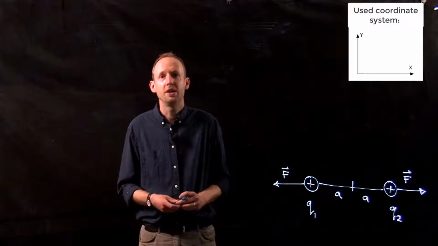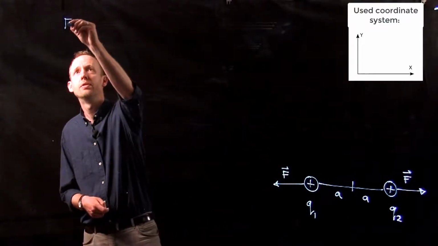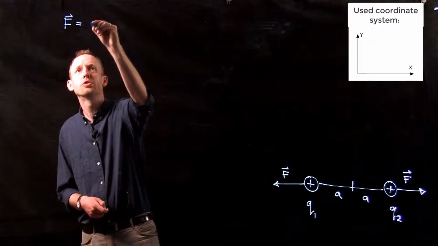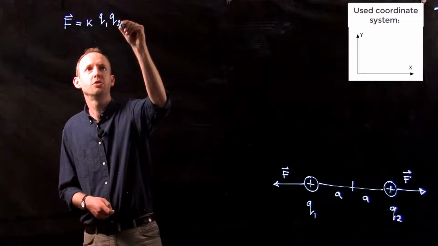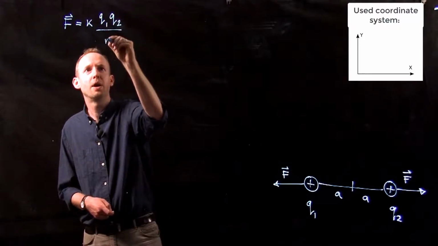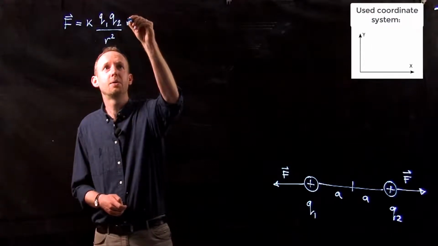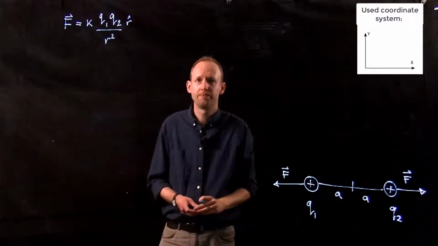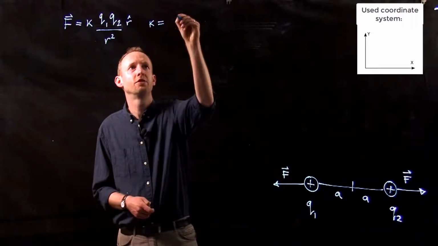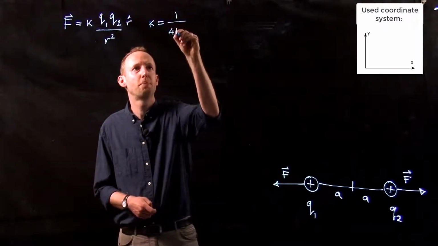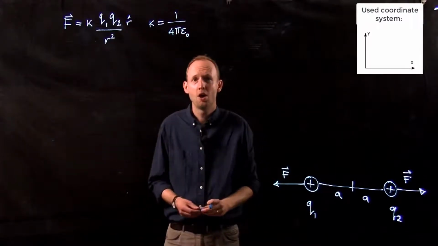This force is the Coulomb force, and we can write this as follows. F equals a constant times Q1 times Q2 divided by the separation squared, and the force acts in the direction of the separation. This K is a constant and can also be written as 1 divided by 4 pi epsilon naught, where epsilon naught is the permittivity of free space.